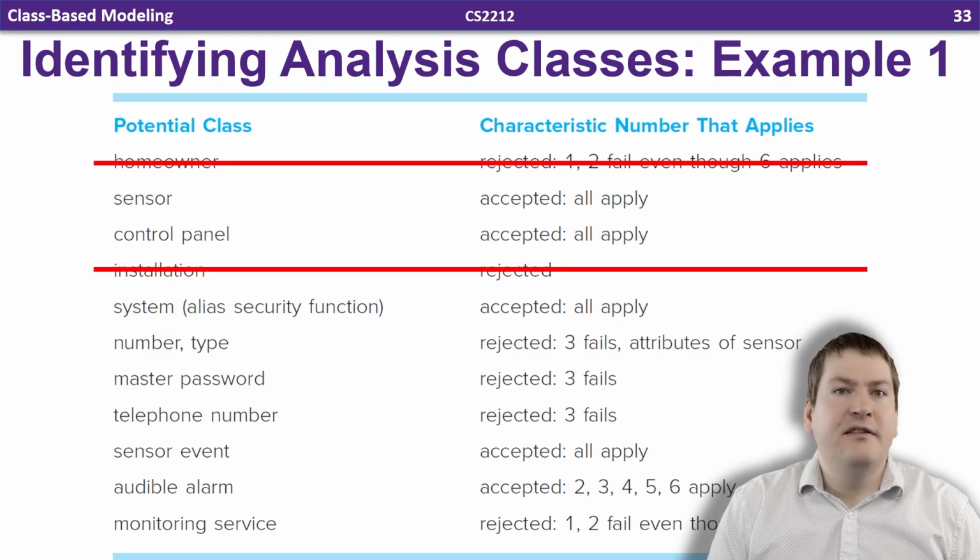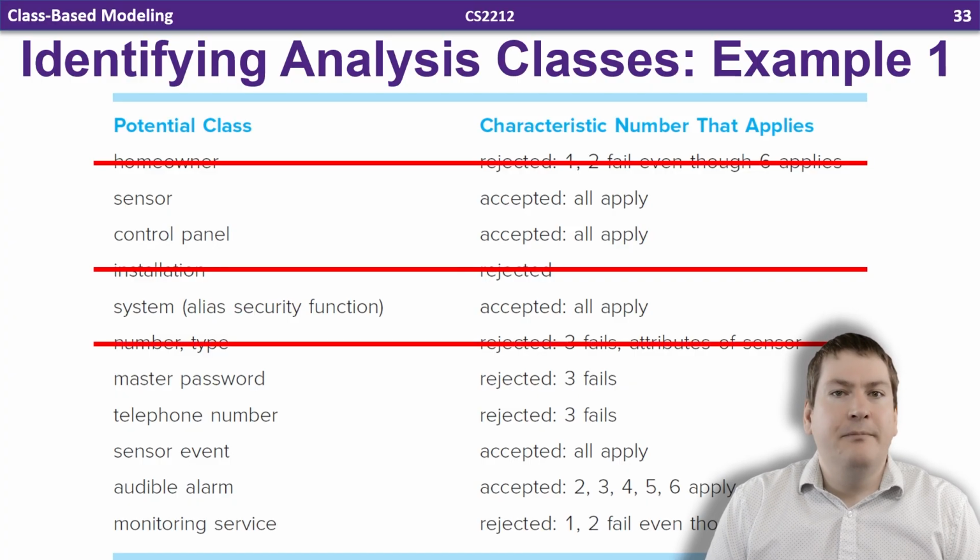Next up is installation. We reject this as it is more of an occurrence when the system is installed and not truly part of the system when it's running. We don't really keep information about the installation process, and we don't really do anything in the installation process, something the technician does.